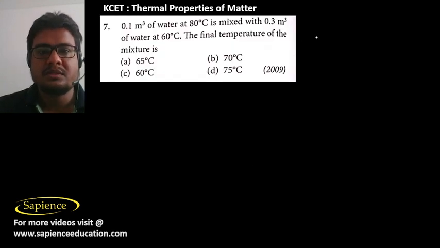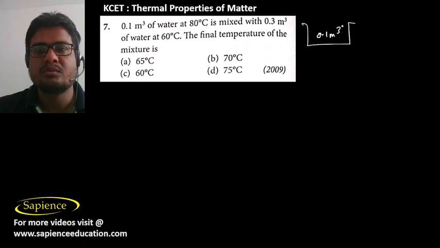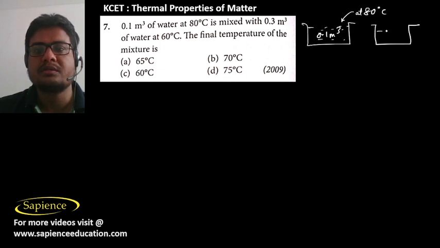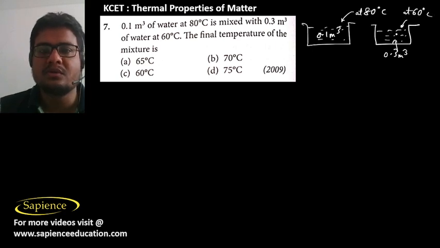Then here it is told that 0.1 meter cube of water which is at 80 degrees Celsius is mixed with 0.3 meter cube of water which is at 60 degrees Celsius. Then the final temperature of the mixture is?